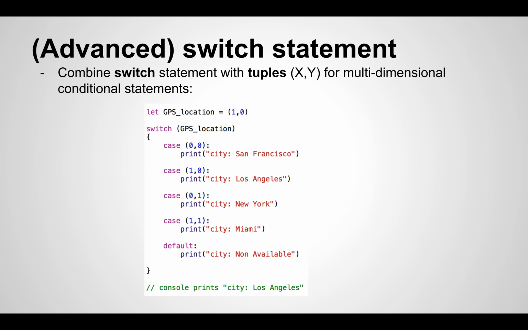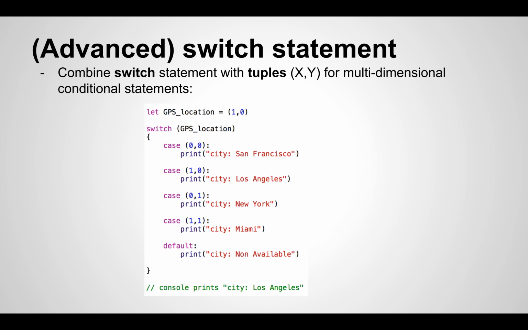You have the GPS location that has longitude and latitude, which is, let's say, 1 and 0. Obviously, it has been simplified here, because usually longitude and latitude are decimal numbers and are way longer than this, but here it's been simplified for the sake of the example. So we're going to switch on the GPS location. And as you can see, we have multiple cases.